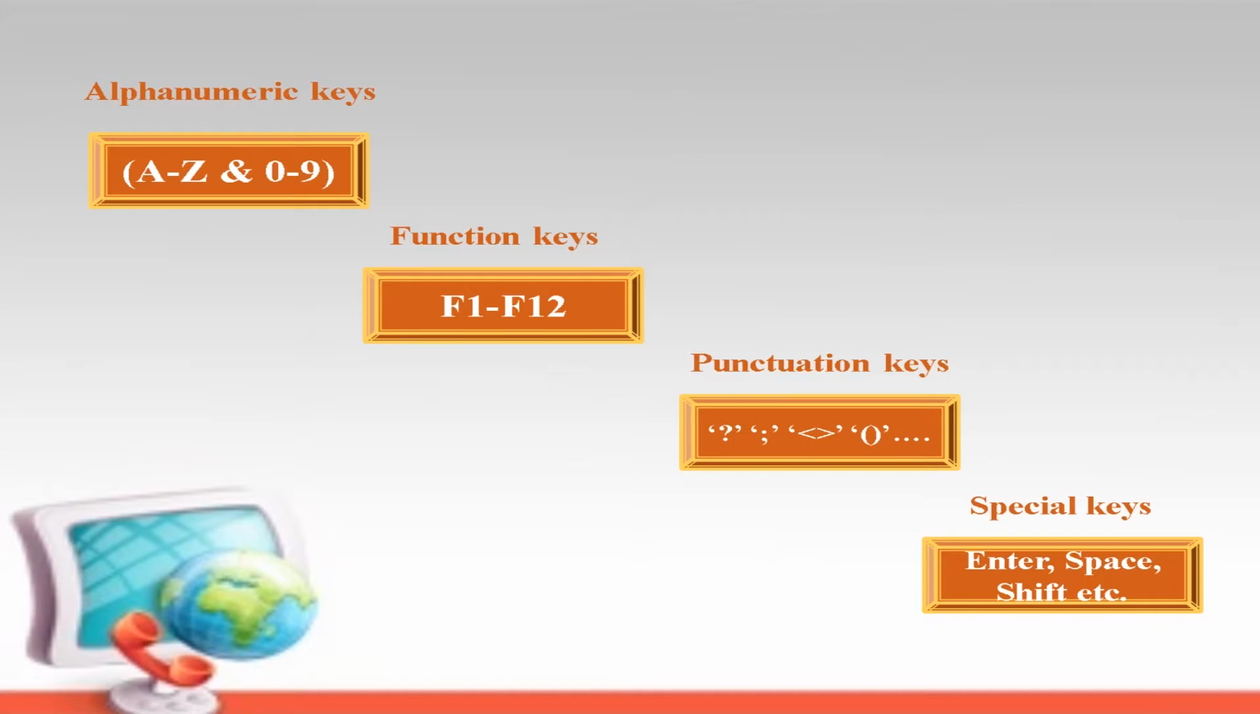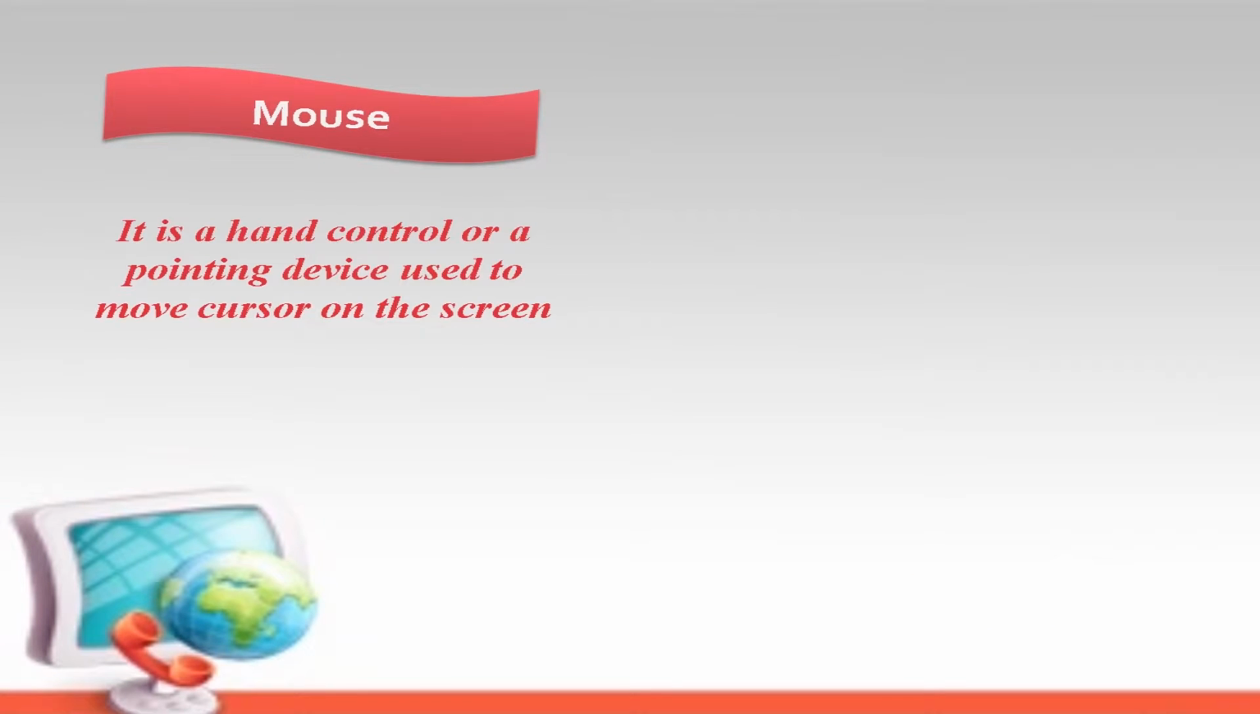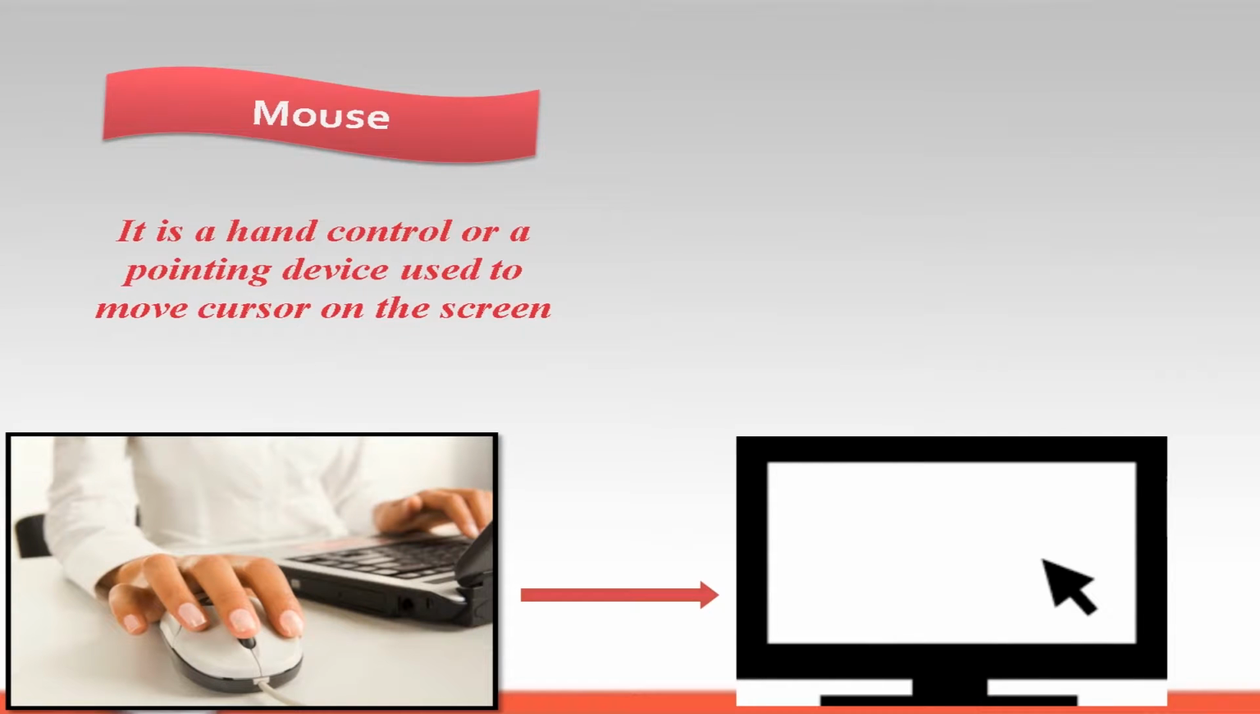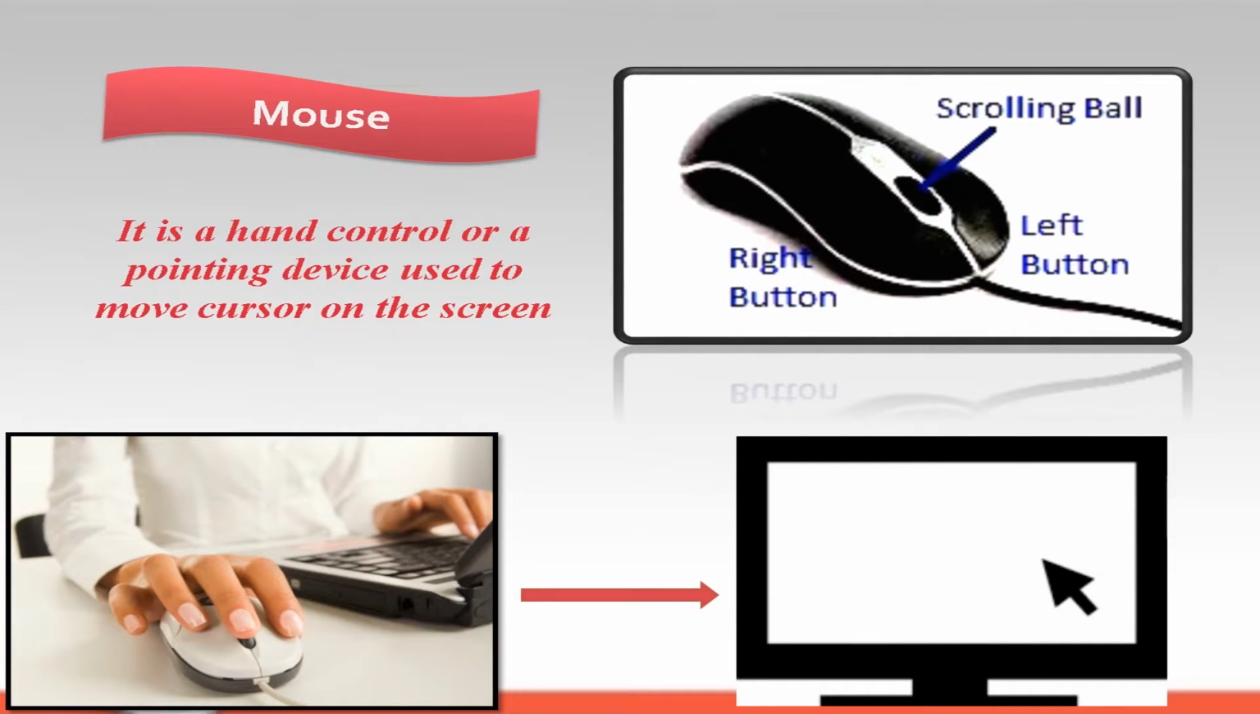The next important input device is the mouse. It is a hand-controlled device or a pointing device used to move cursor on the screen. As the mouse is moved, pointer on the screen also moves in the similar direction. It has two buttons called left and the right button, a wheel below the buttons, and a round ball at its base which senses the movement of the mouse and sends signals to the CPU when the buttons are pressed.